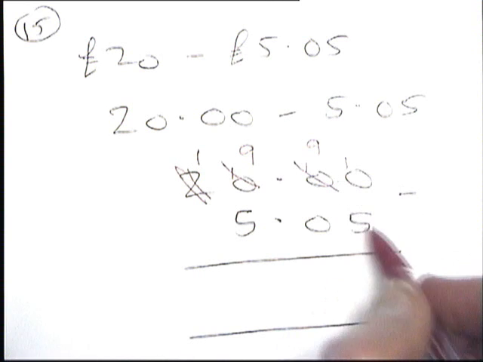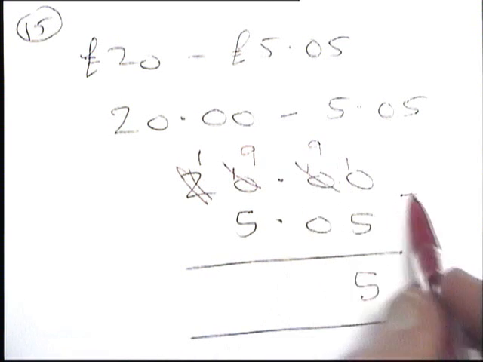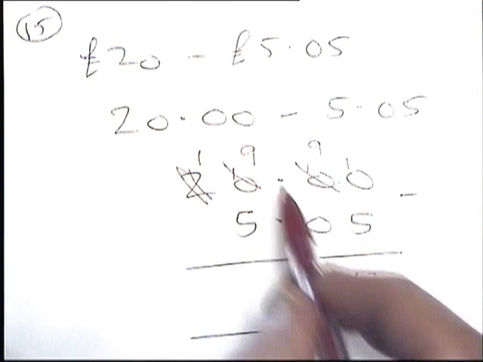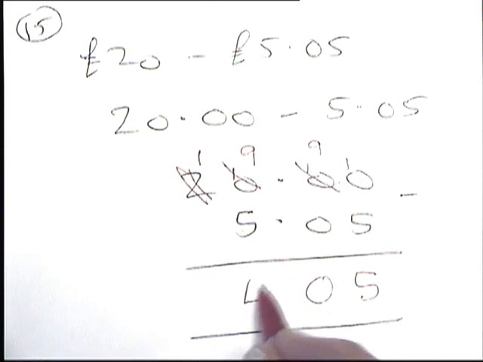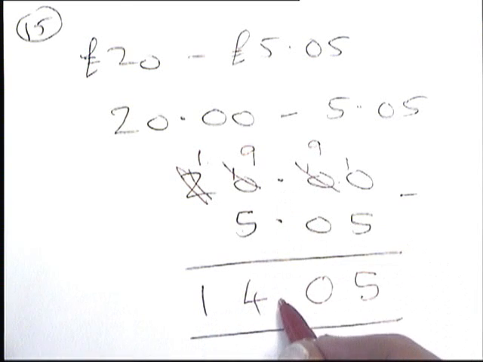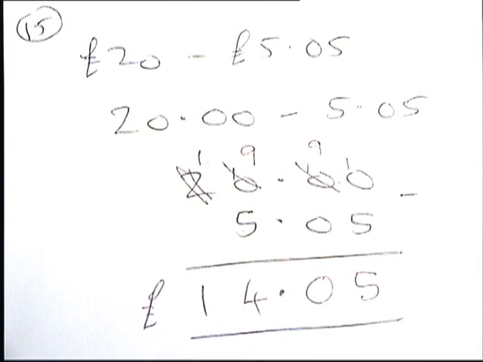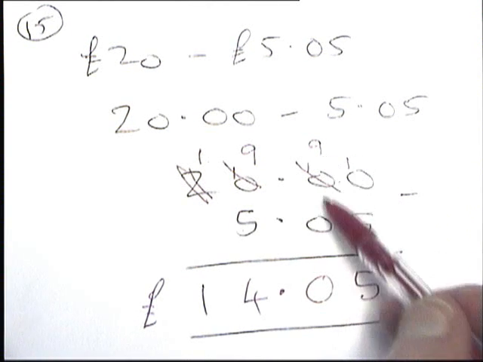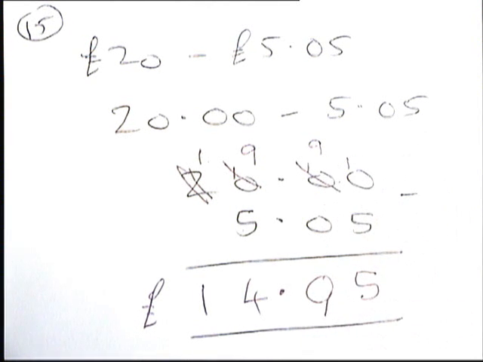Now I can do 10 take away 5 is 5. 9 take away nothing is nothing. 9 take away 5 is 4. 1 take away nothing is 1. And I must put a decimal point in, still lining them up. There's my answer in pounds. £14.05. So there's one mistake I just made here. I noticed it. I hope you noticed it too. 9 take away nothing was 9. So that should have been a 9 down there. £14.95. I hope you spotted that one. Right, the next question.